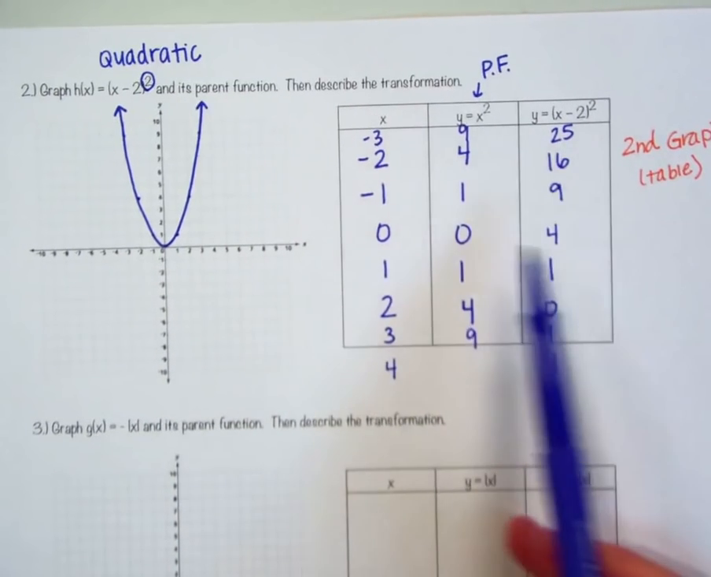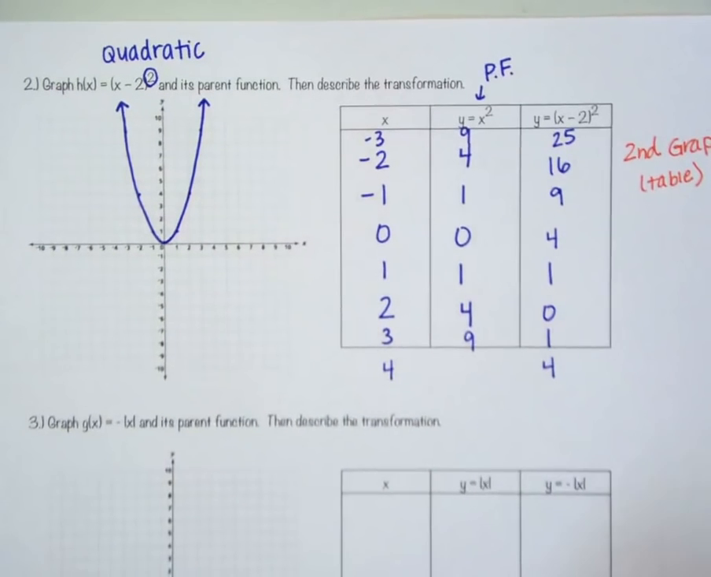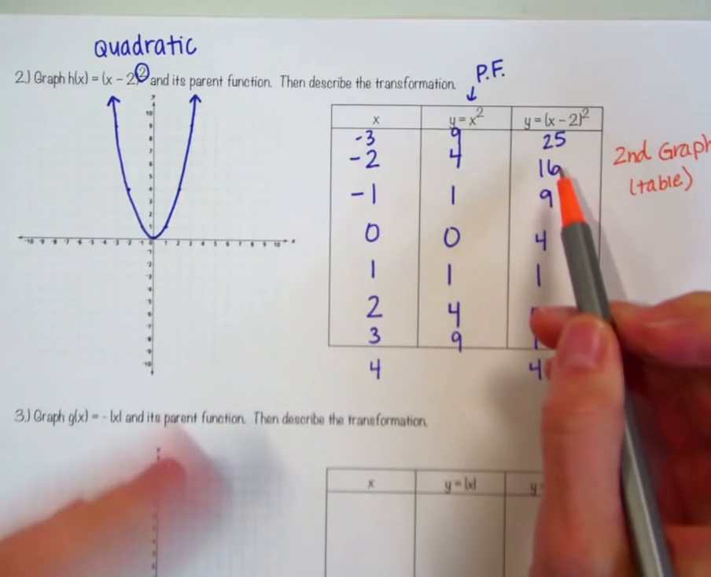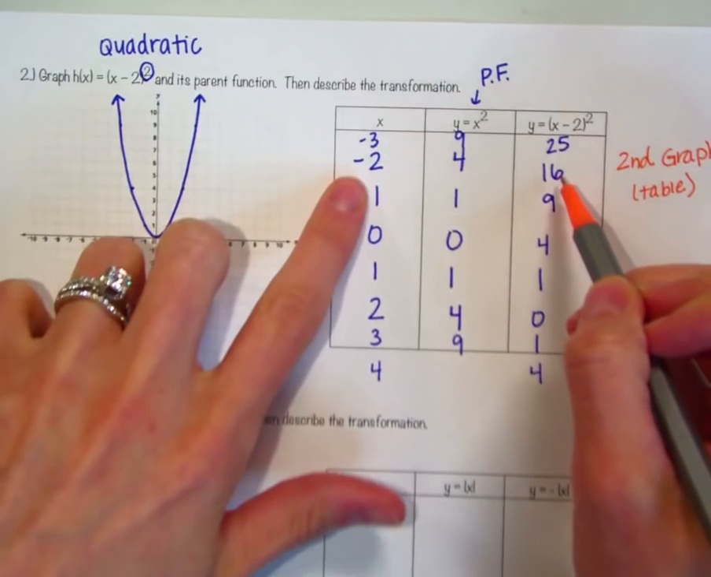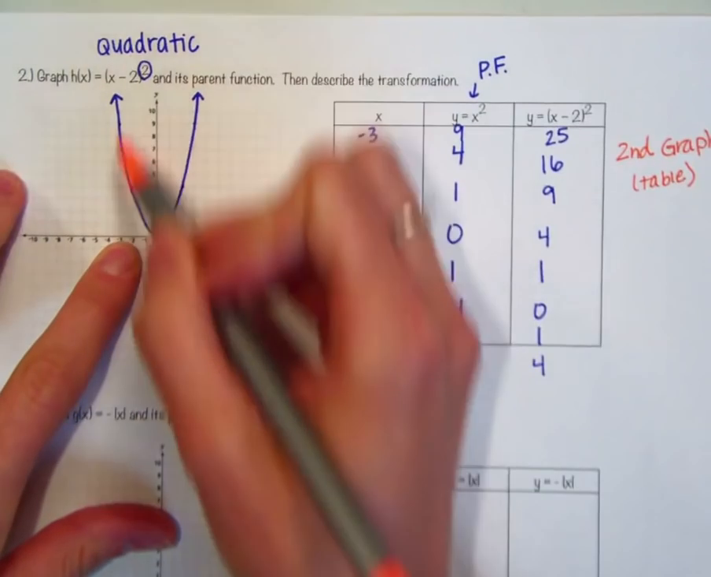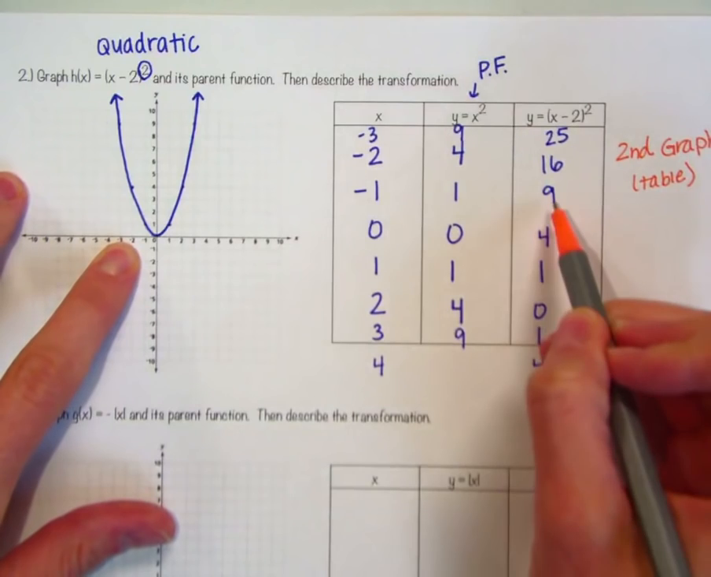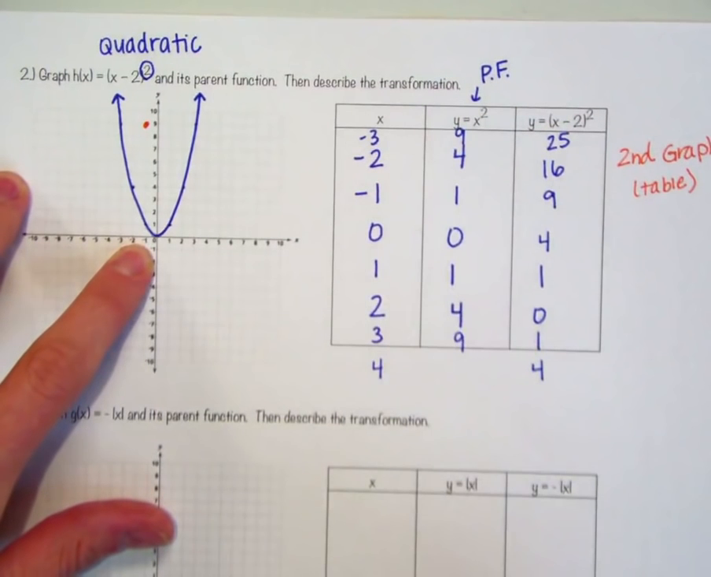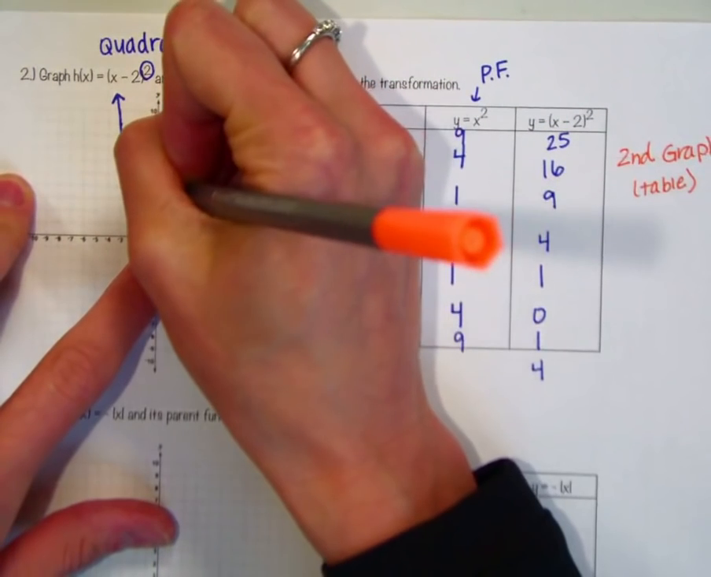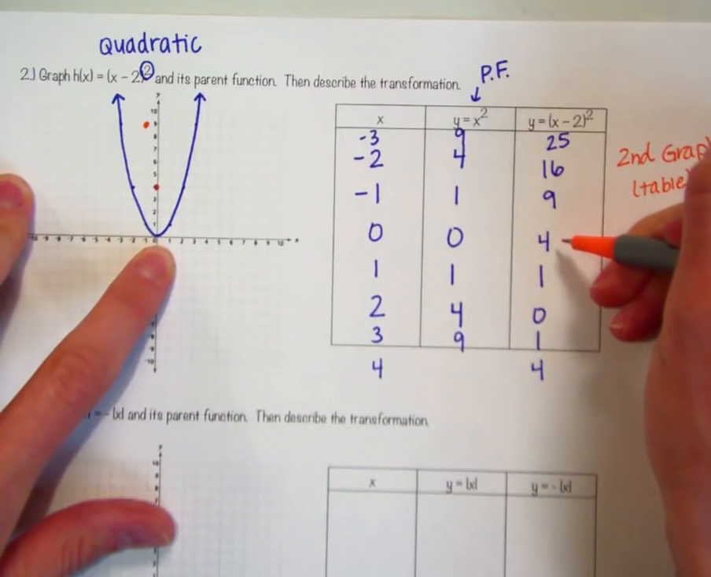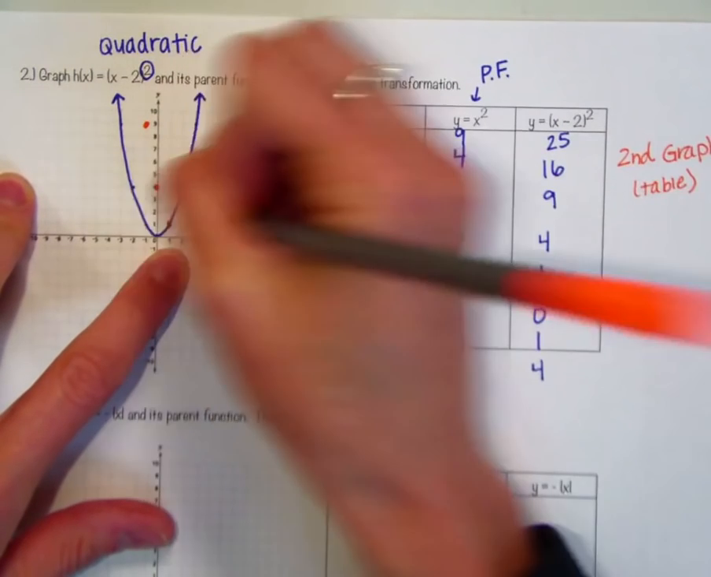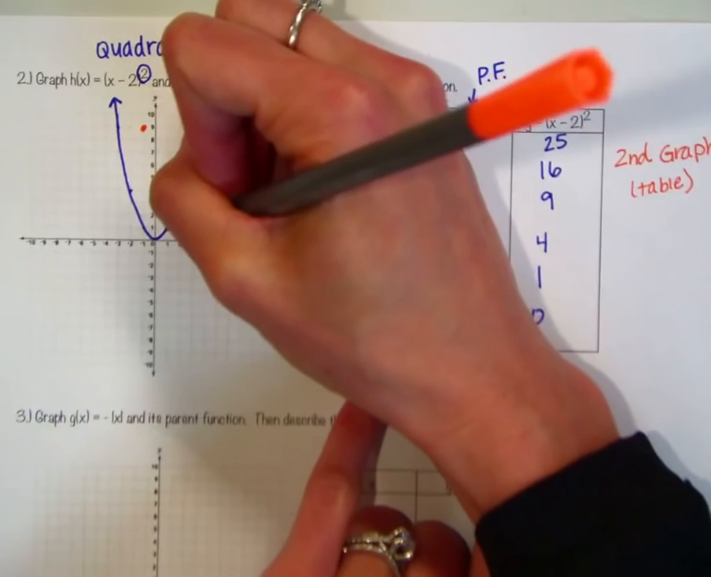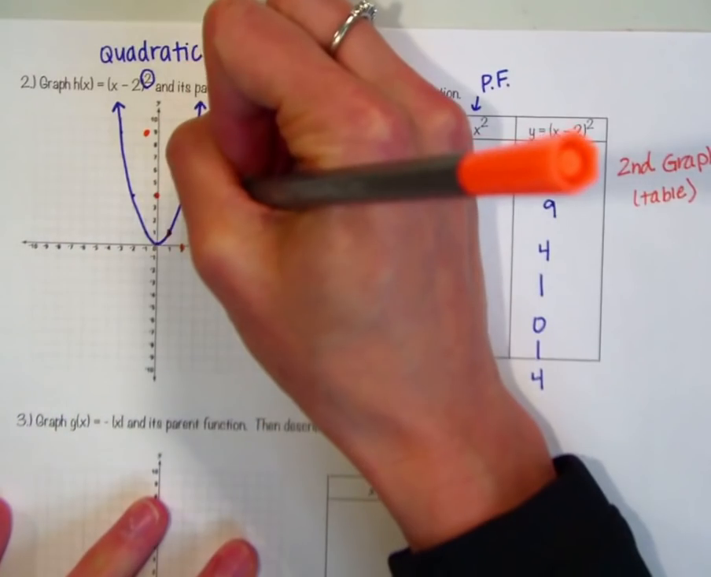So now let's see what we get when we graph these. I should have done that in a different color. So when I go to graph the point negative 3, 25, I can't do that. I don't have enough room on my graph. So I'll go to my next one, negative 2, 16. Again, I can't really get to that one either, so I'll keep going down. So negative 1, 9 is the first point that I can plot. Then 0, 4 would be my next one. Then 1, 1 would be my next one. 2, 0; 3, 1; 4, 4.